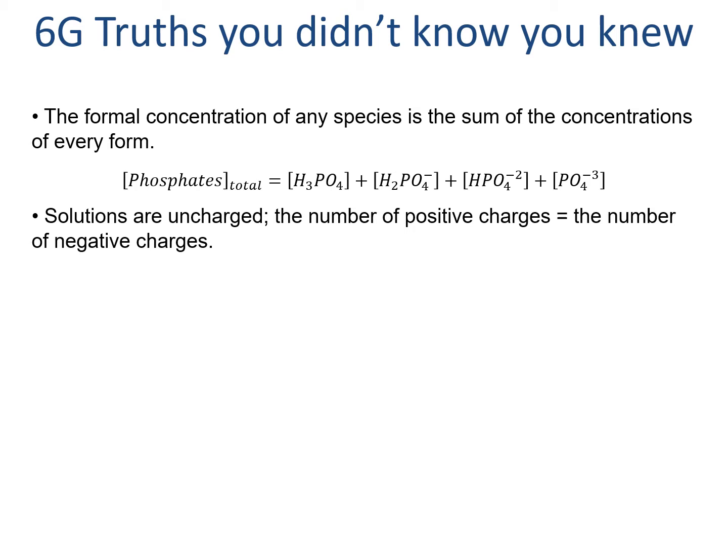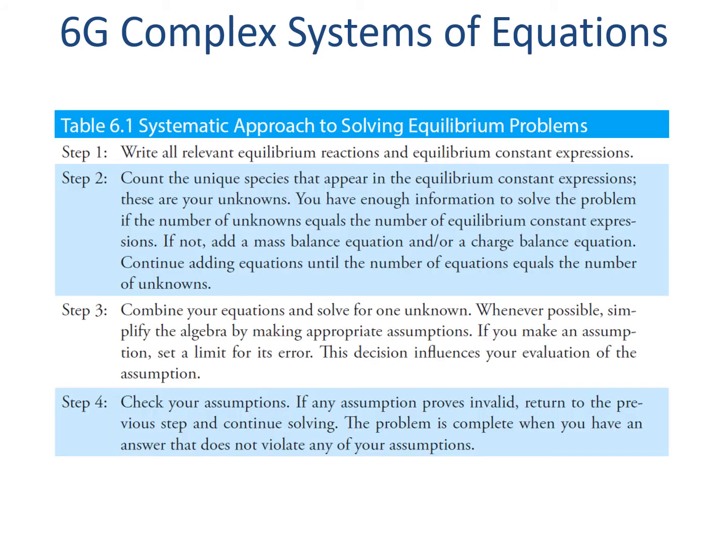For the phosphate solution above, we would have the H+ concentration, our only positive charge, equal to the dihydrogen phosphate plus 2 times the biphosphate because it has a -2 charge, plus 3 times the phosphate because it has a -3 charge, plus the hydroxide concentration. Again, this is called a charge balance equation.